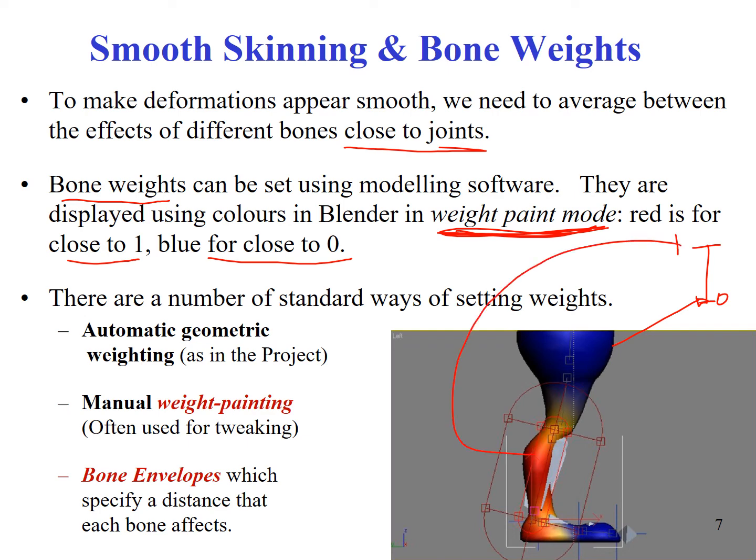There are a number of standard ways of setting weights. The first method is automatic, which is automatic geometric weighting. This is in your project. The other one is manual, where you actually go and perform manual tweaking and weight painting, because you're moving the colors around. And the third method is bone envelopes, which specify a distance that each bone affects.